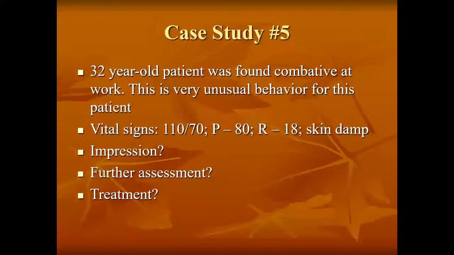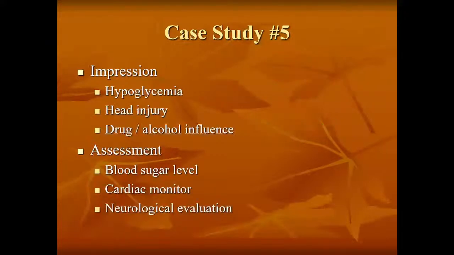So, 32-year-old patient found combative at work, unusual behavior for the patient. This one's kind of similar to the one that we just talked about. Similar things, right? Hypoglycemia, head injury, drug, alcohol. I mean, people do drink at work. We've had patients in the ER come in, coworker or boss said they weren't acting right, and they got drugs or alcohol on board. But again, we're always checking the blood sugar. We're ruling out other things, even if we smell alcohol in these patients. Full neurologic exam, probably a CAT scan.